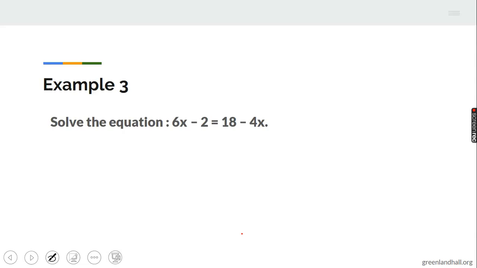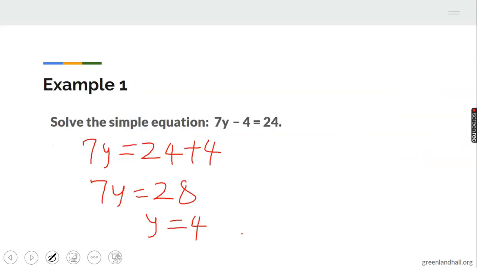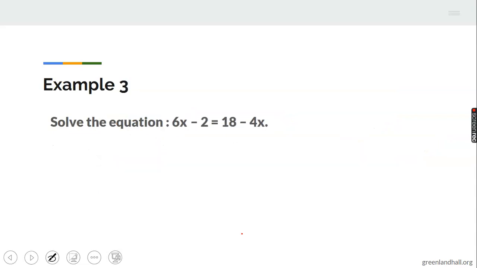We have 6x minus 2 equals 18 minus 4x. Now, this is now to that point 2: combine all the terms of the equation on one side. Do you see now? This one is scattered across board. So you will need to gather the ones that have the same term on one side and the ones without x on the other side. Now, how do you do this? There are 2 ways that you can do this.